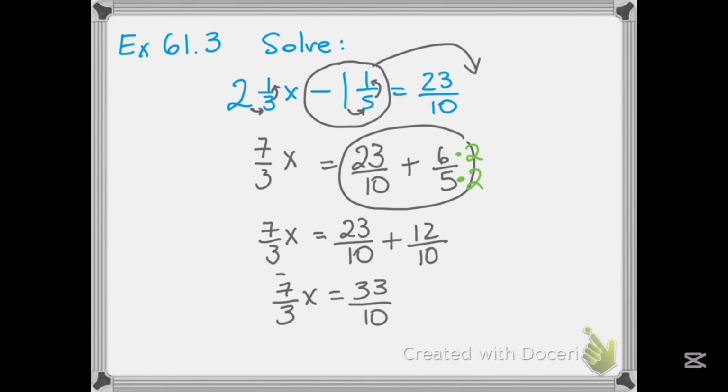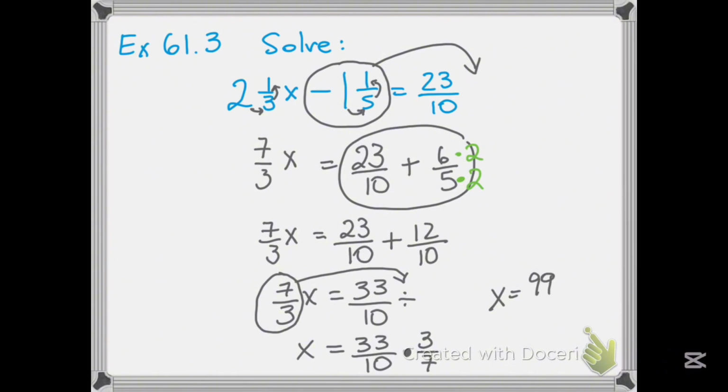Now to leave x by itself, I have to pass this 7/3 that is multiplying here to divide. And I know when I divide, I multiply by the reciprocal. So we leave 33/10 first, and then we multiply by the reciprocal 7/3, which is 3 over 7. And to find the answer, we just have to multiply. So that's going to be 99 over 70. Remember, we always try to reduce first, but if we can't, then we just multiply.